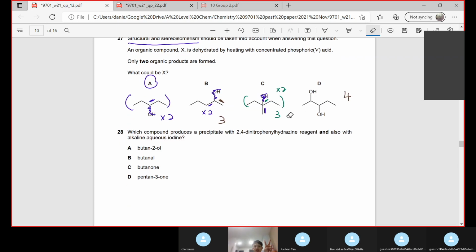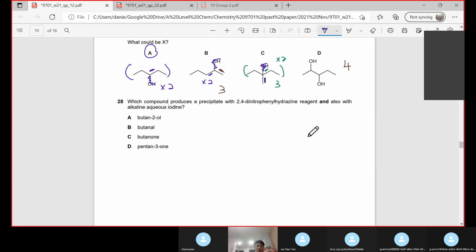Okay, 28. React with 2,4-DNPH. It must be carbonyl, right? So carbonyl, it can be aldehyde or ketone. So A is out. A is alcohol.